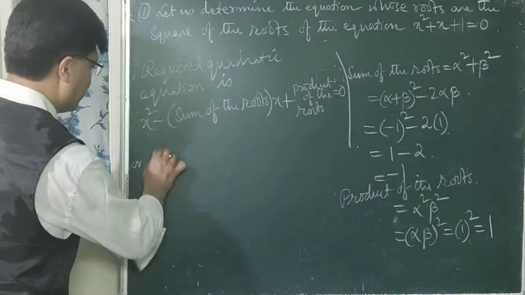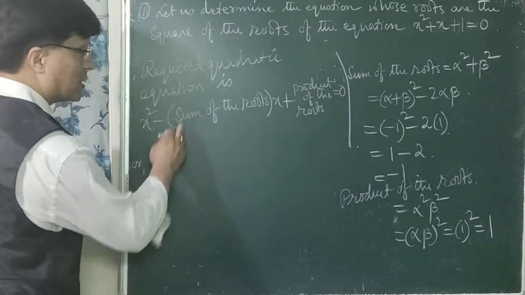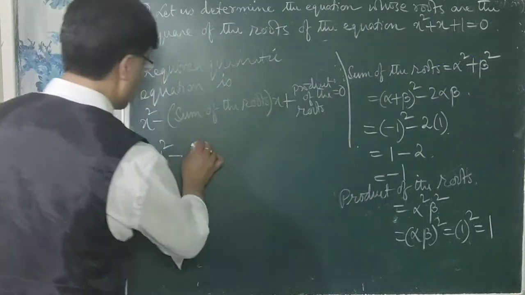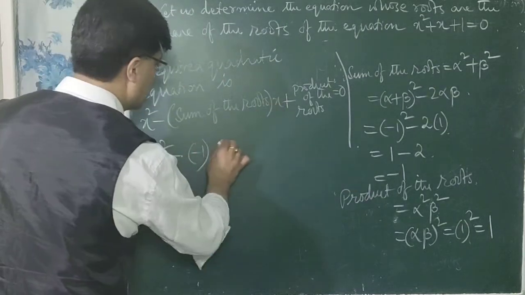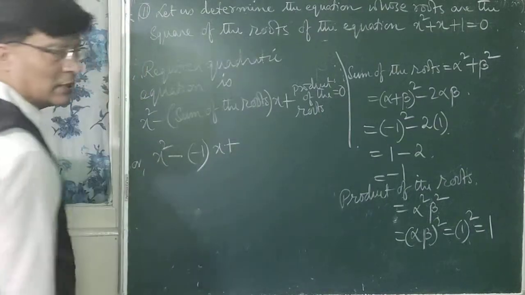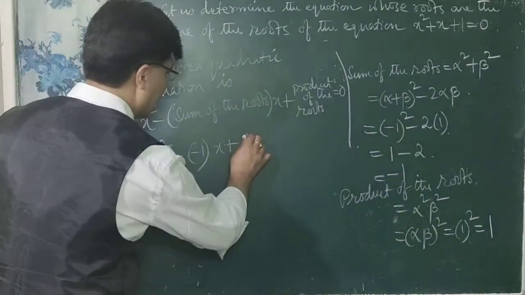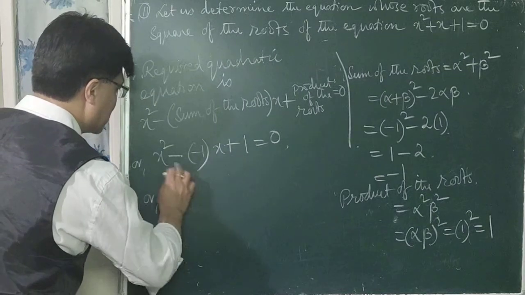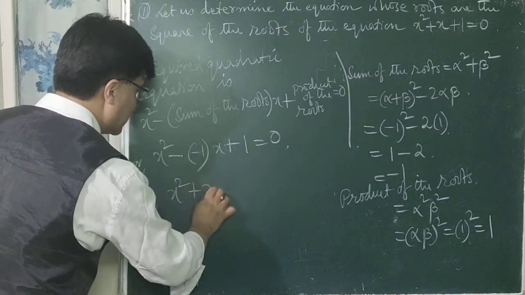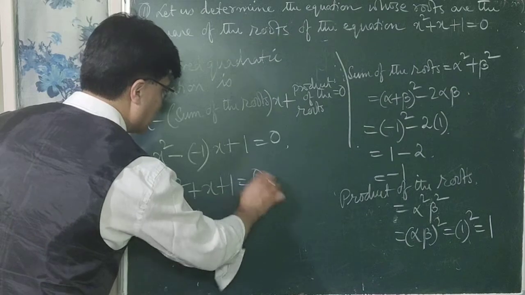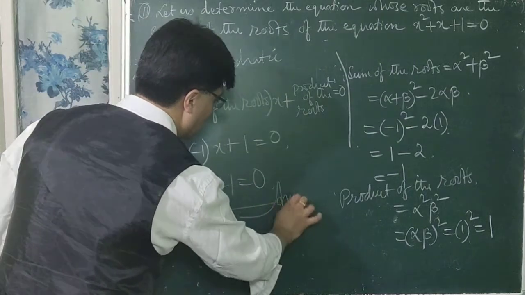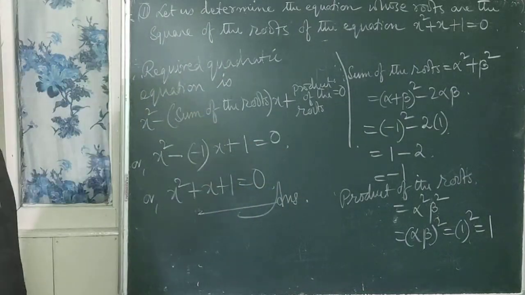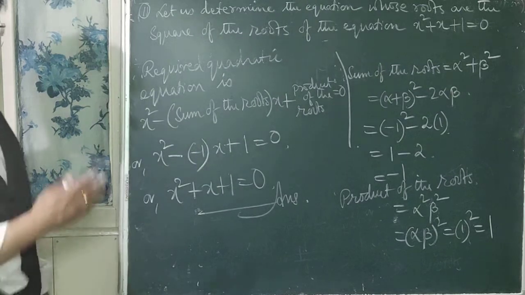Let us put the value. x square minus, sign is there. What is the sum of the roots? Minus 1. Then write down x plus, what is the product of the roots? 1, which is equal to 0. Or it is x square minus minus 1 into x, that is x plus 1, is equal to 0. So this is the final answer. So you can copy it.